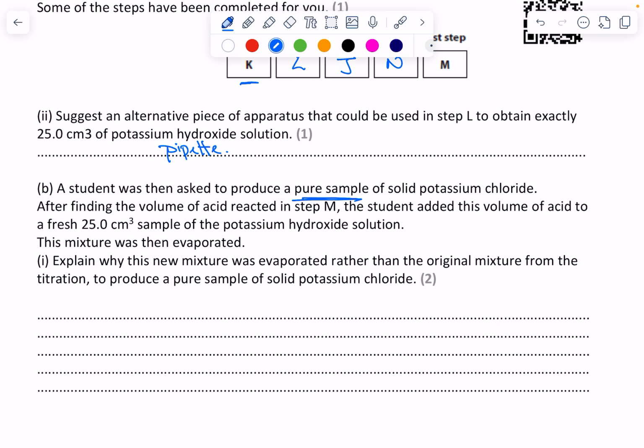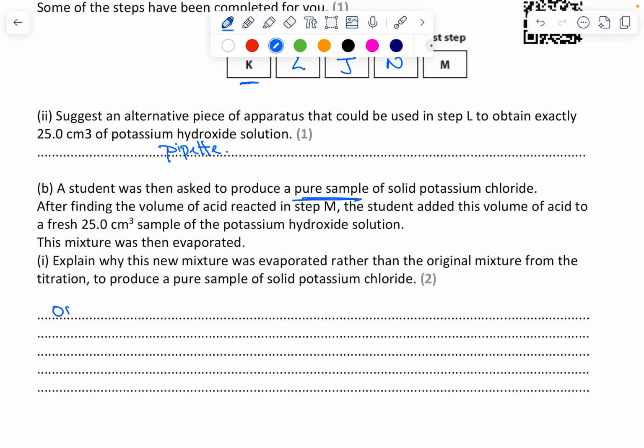It then says the student was asked to produce a pure sample, key part of that, pure sample of this salt. So after finding the volume reacted, the student added its volume for a fresh sample. The mixture was then evaporated. Explain why the new mixture, rather than the original mixture, was evaporated.